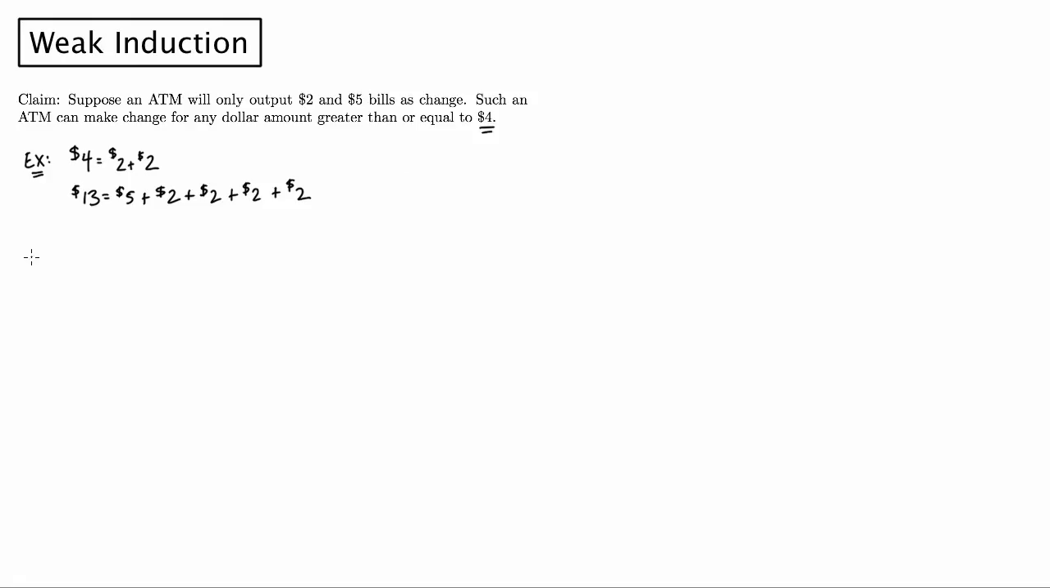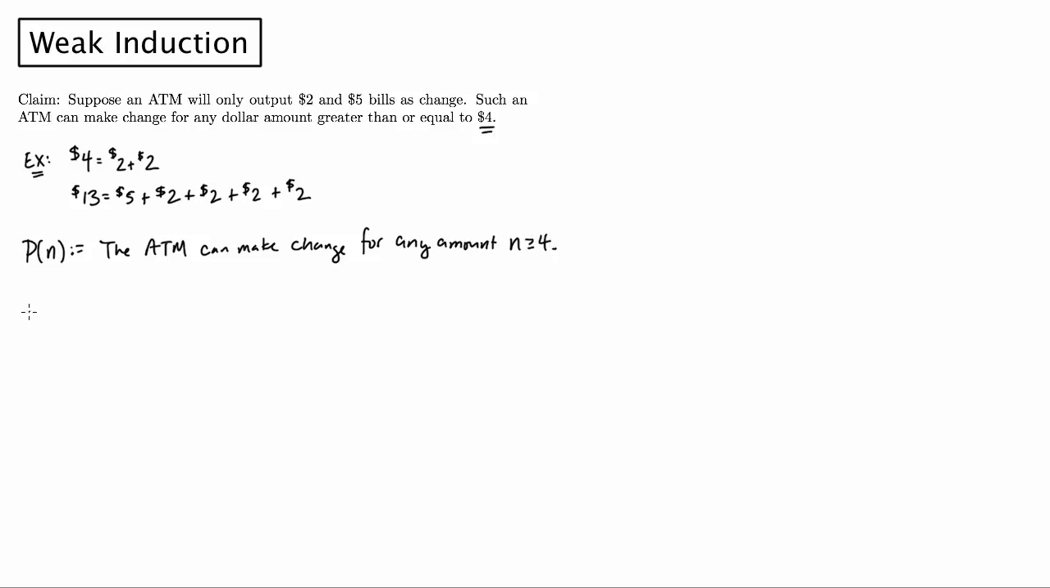So thinking of this in terms of the notation that we used in the previous video about the induction machine, our propositional statement Pn is the ATM can make change for any amount n greater than or equal to 4. So this statement depends on the value of n, and as long as n is greater than or equal to 4, the ATM will make change.